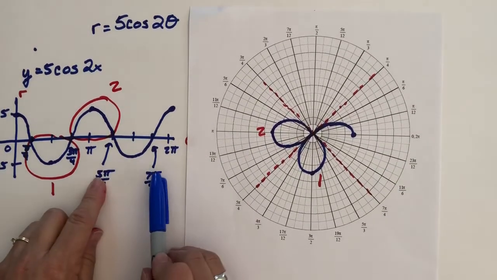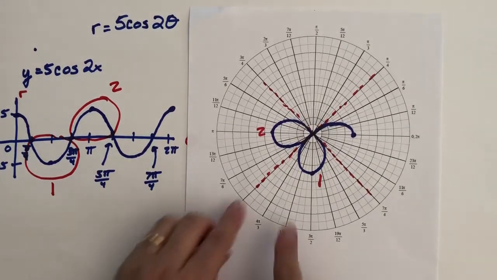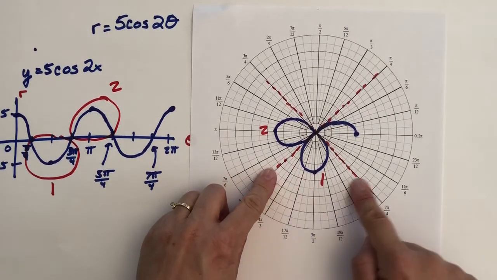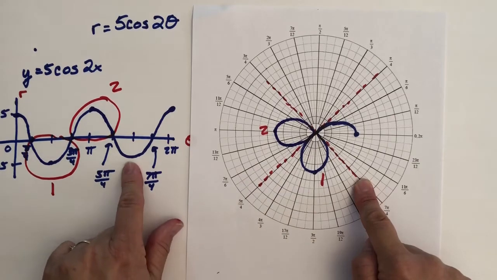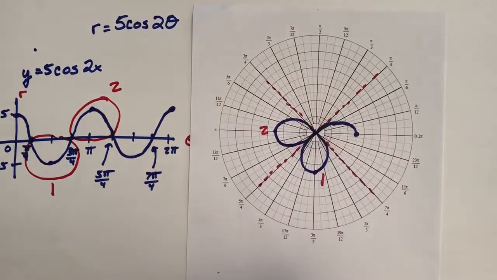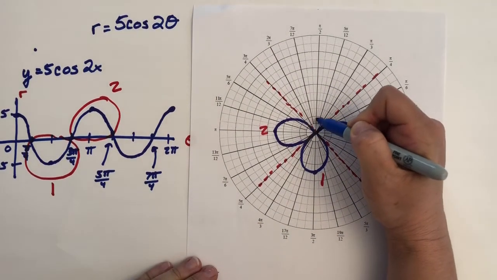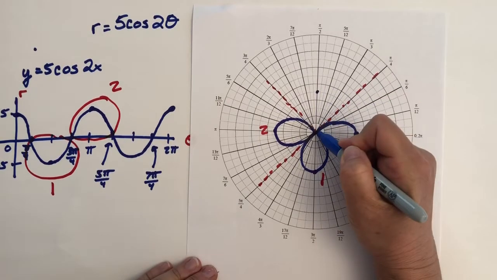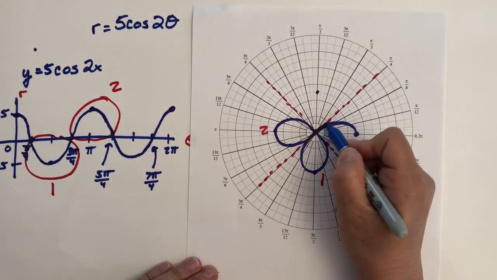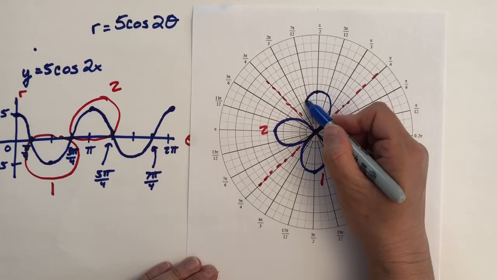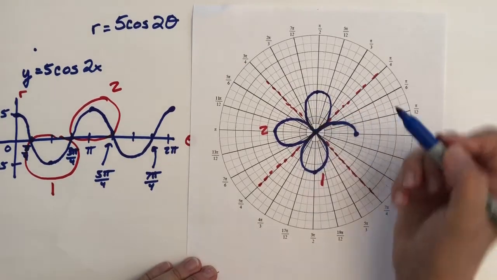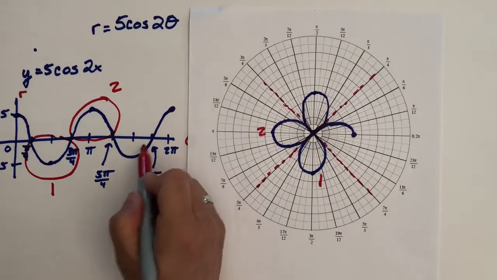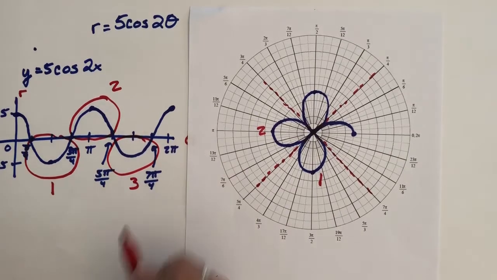Now from 5 pi over 4 to 7 pi over 4, where is that? Our r values are negative. We go across the pole and we have another petal. Using those dashed lines as my graphing guide, I know it comes out, comes back in. So this represented petal 3.